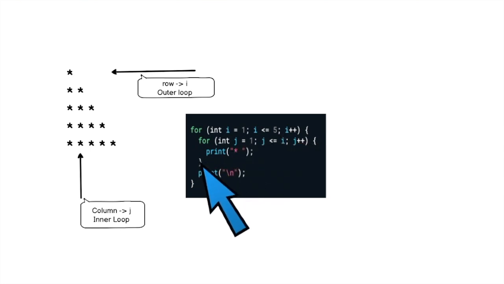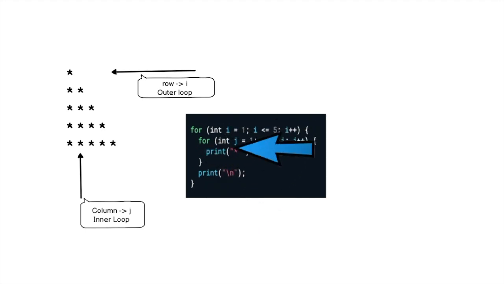Once this second for loop ends, what we are printing is a new line, slash n. It is just so that the console goes on the second line. And now the inner loop is finished as well.